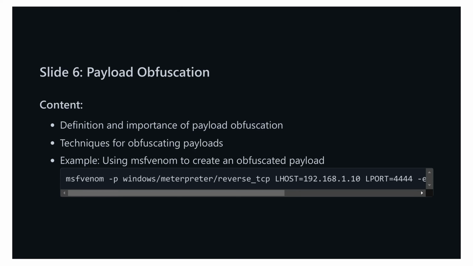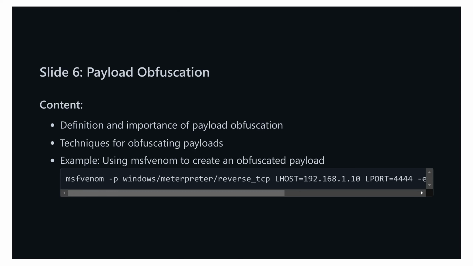Moving on from our discussion on misconfigured endpoints, we now delve into a crucial concept in penetration testing and cybersecurity, payload obfuscation. Payload obfuscation refers to techniques used to disguise malicious payloads to evade detection by security software. This step is critical to enhance the likelihood of a successful compromise without raising alarms. There are several methods for obfuscating payloads. For instance, you can use encryption, encoding, or packers to obscure the payload's true nature.